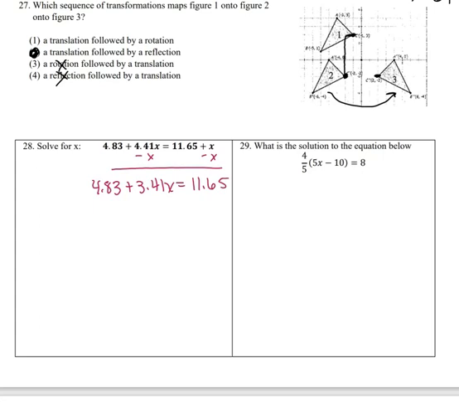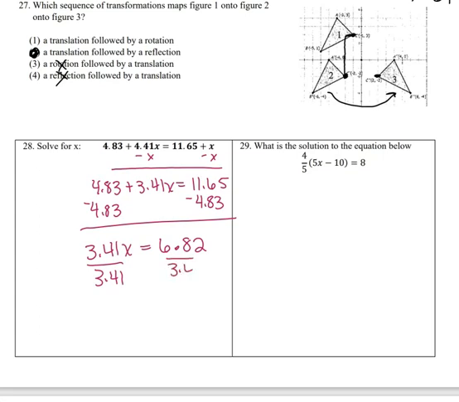Because I chose to bring the x to the left, I want my constants, which is just those numbers with the decimals, over to the right-hand side. So I'm going to take my 4.83, use inverse operations, and subtract it over. So I have 3.41x equals 6.82. Now to get rid of the 3.41 that's being multiplied by the x, I'm going to divide out to the other side and make sure I'm typing in the 6.82 because it was there first. Divide by 3.41 and my x is going to be equal to 2.